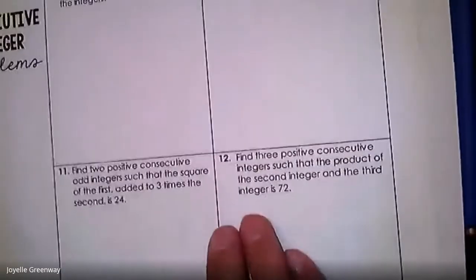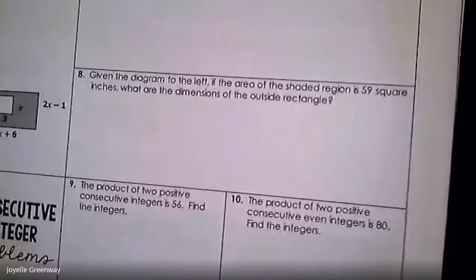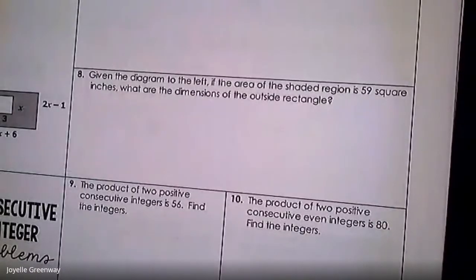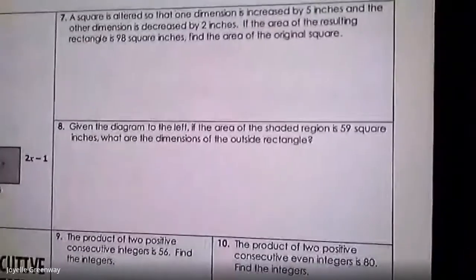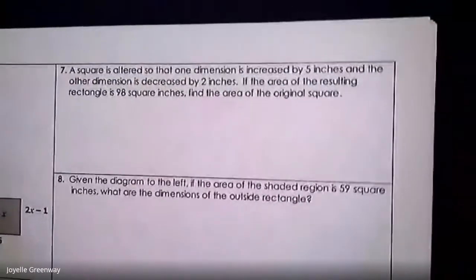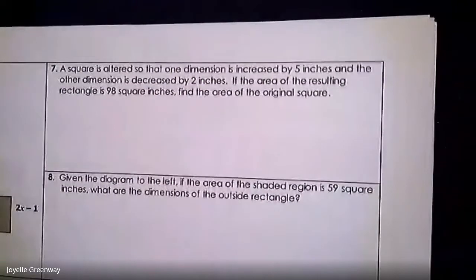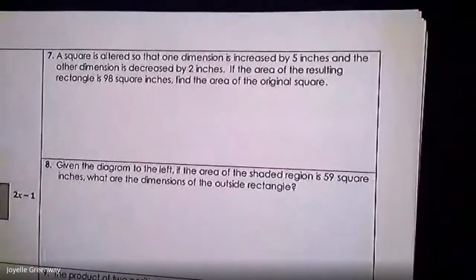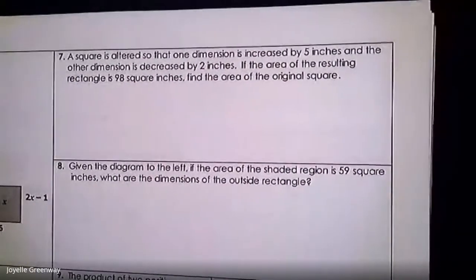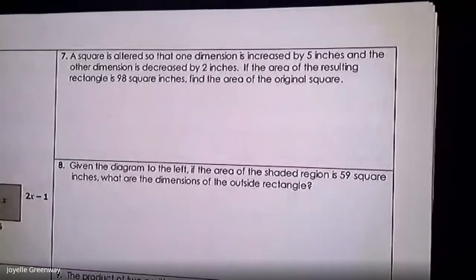So let's look at number 7. A square is altered, which means changed. So a square is altered so that one dimension is increased by 5 inches and the other dimension is decreased by 2 inches. If the area of the resulting rectangle is 98 square inches, find the area of the original square.